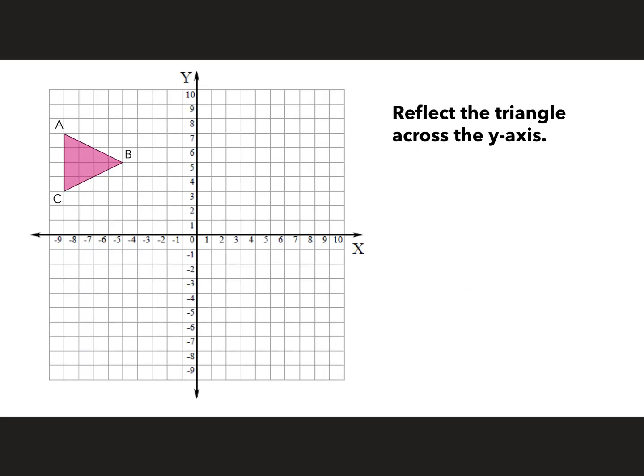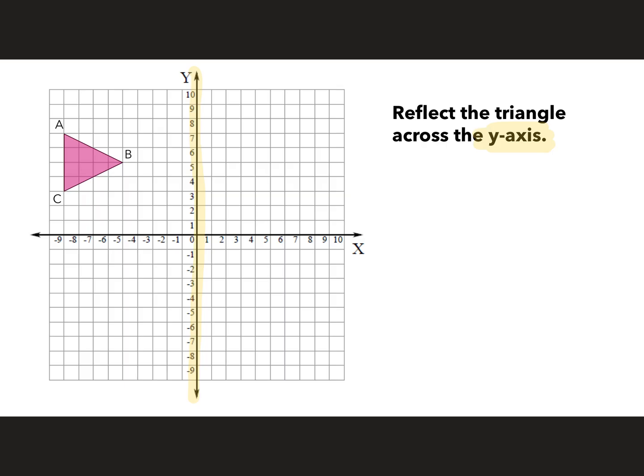So one way to reflect is just to count your squares, kind of like you did with the translation. This time we're going across the y-axis. So where is the y-axis? That's usually a really important thing to find out. And it's this guy right here. So basically, I need to make sure that my triangle flips over that line. Well, how do I do that? Well, I'm going to count.